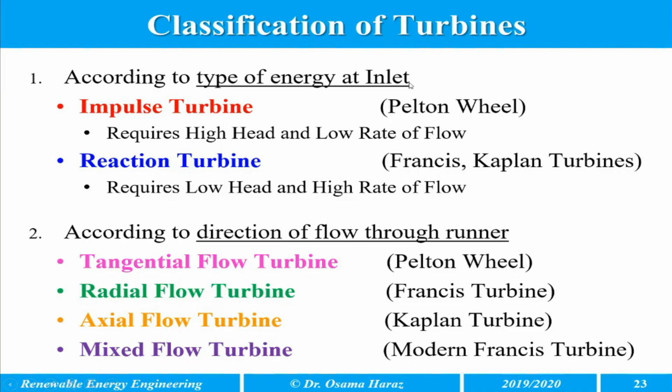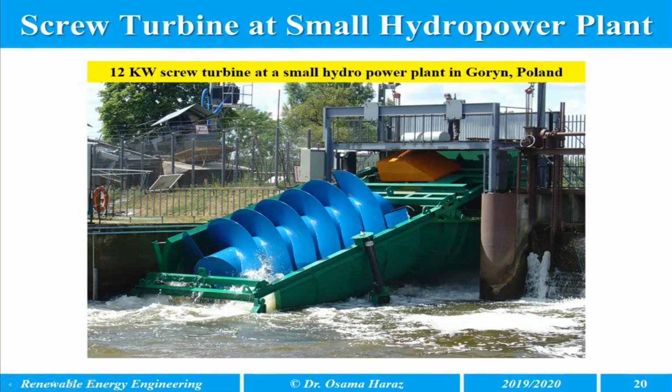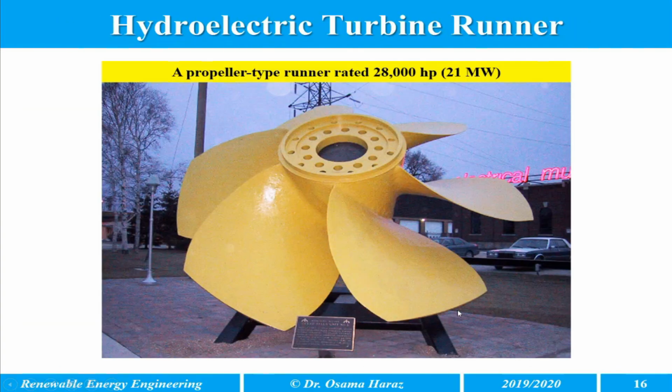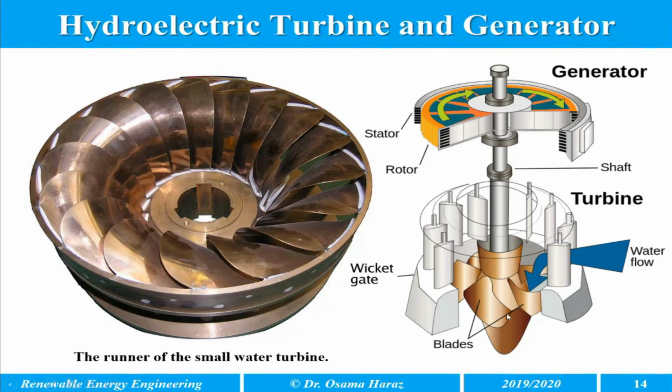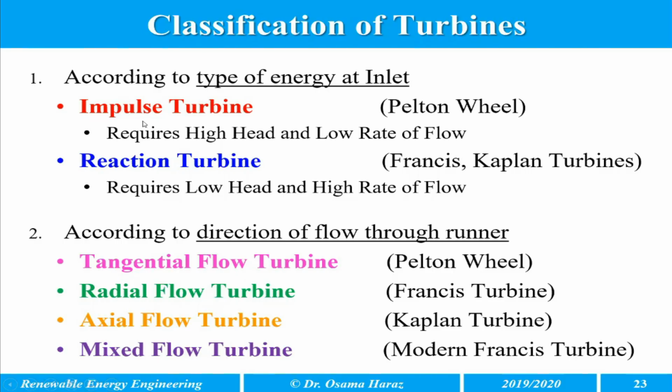So the inlet, what is the inlet? This is where the water comes inside and hits the turbine. This is called the inlet. We're going to show you it later on, but here you have two different types of turbines according to the type of energy at inlet. We have impulse turbine. Impulse turbines require high head and low flow rate, such as Pelton wheel.